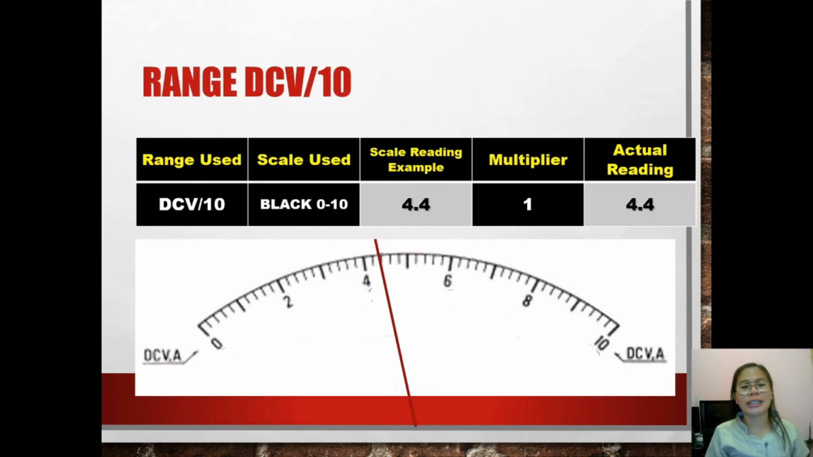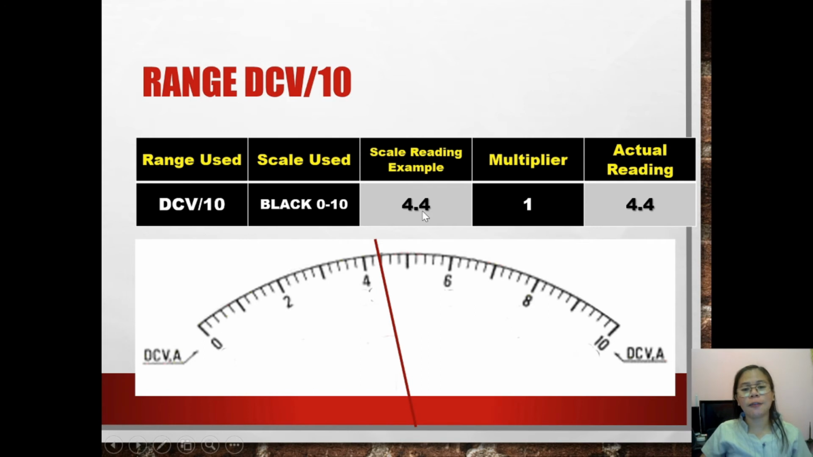The next range is range DCV 10 or range 10. So what will be the scale being used? So the scale we are going to use is the block 0 to 10. The scale reading example is 4.4. Just remember, if you are going to use 0 to 10, each scale counts 0.2.